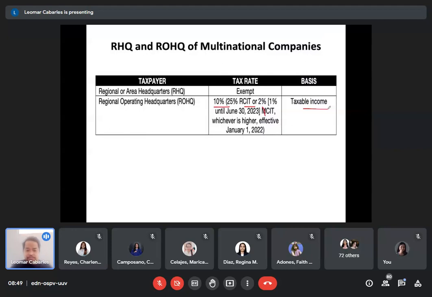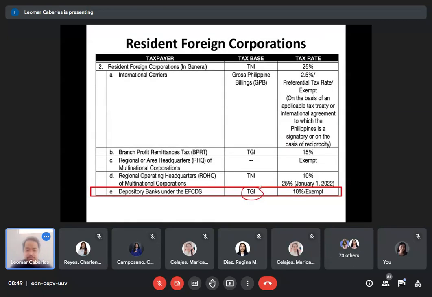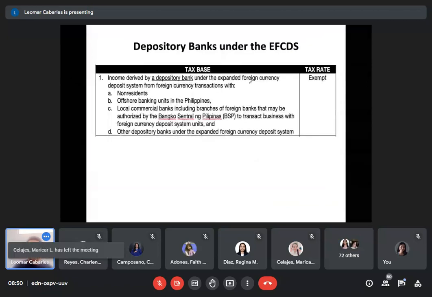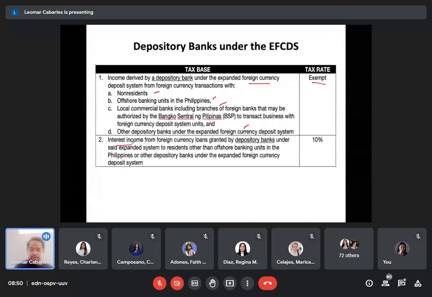The last part is FCDU. Okay? So, gross ang basis. Pwede 10%, exempt. So, pag meron siyang income sa FCDU, sa mga non-resident, offshore banking units, local commercial banks, then other FCDU, exempt. Pero kung meron siyang interest income from foreign currency loans, okay, sa residents, other than offshore banking units or other depository banks, subject siya to 10%.